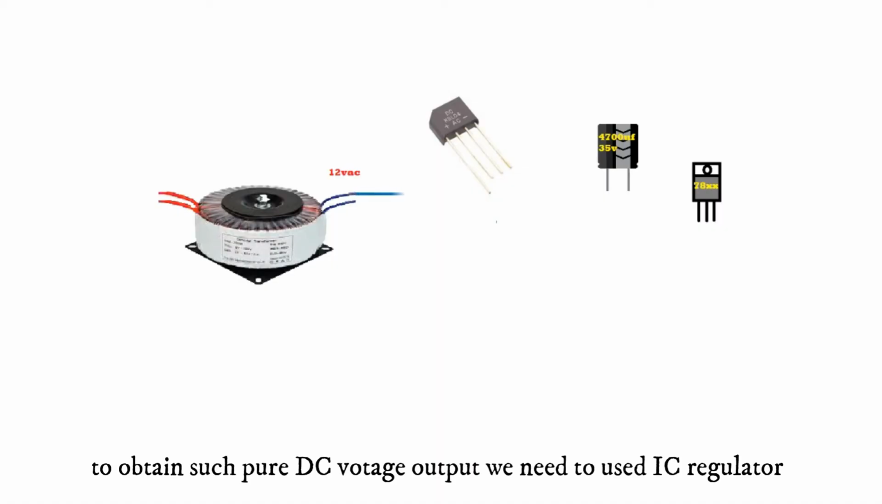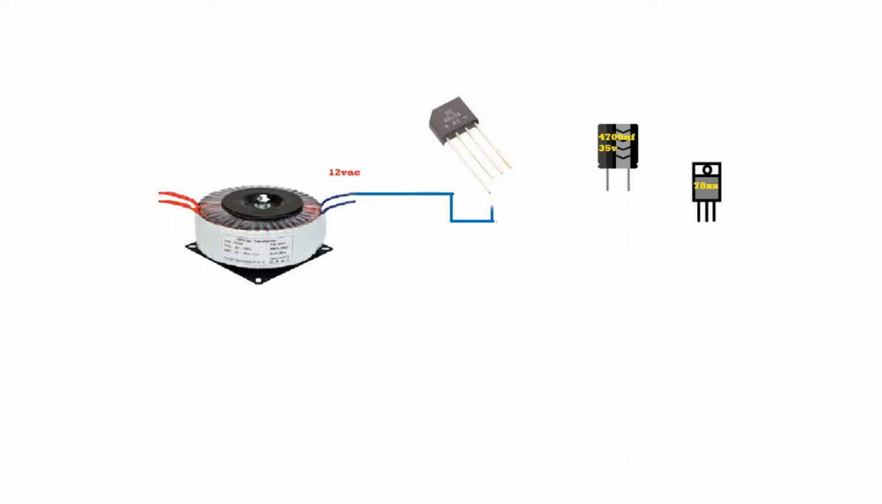To obtain such pure DC voltage output, we need to use an IC regulator, using the LM78 series regulator IC.